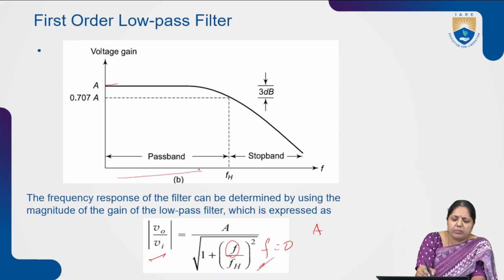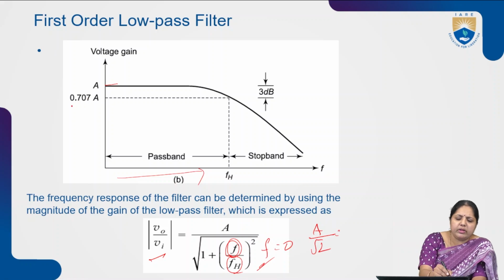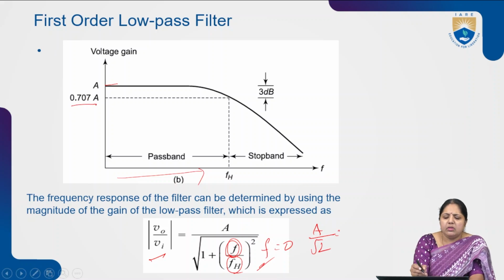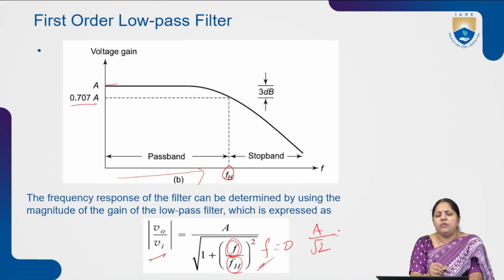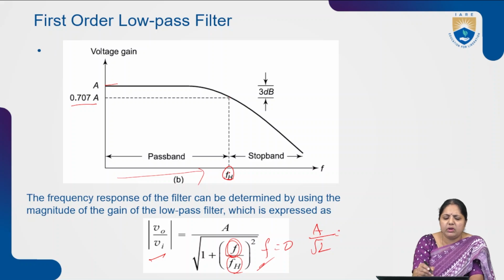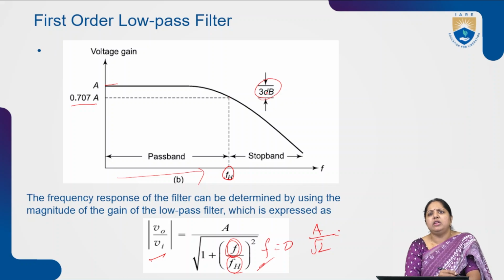Now, as the frequency is increasing, at the frequency f equal to Fh, what's happening here? The gain value I am getting is A by root 2. A by root 2 is nothing but 0.707 times of A. So this frequency is called the higher cutoff frequency. At f equal to Fh, the gain value is 0.707 times of A. If I convert it into decibels, that is 3 decibels. From the maximum gain, the gain value is decreasing by a factor of 3 decibels.